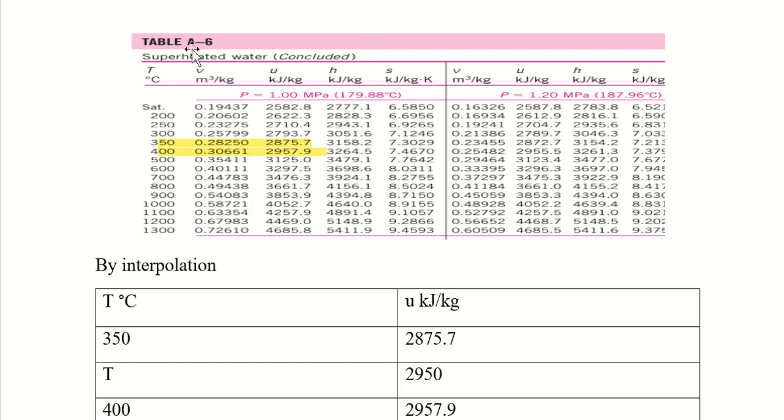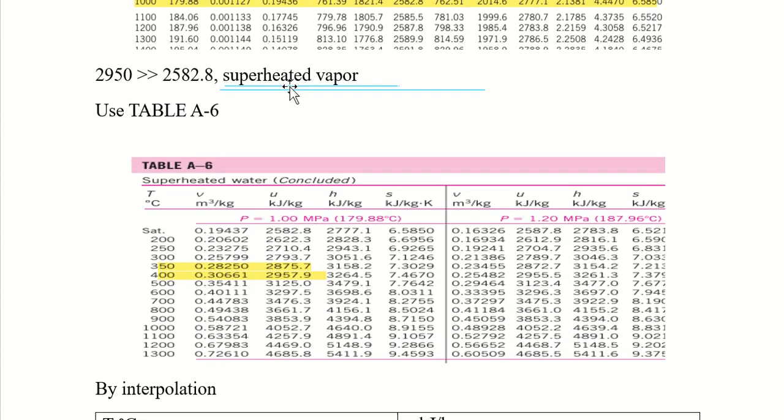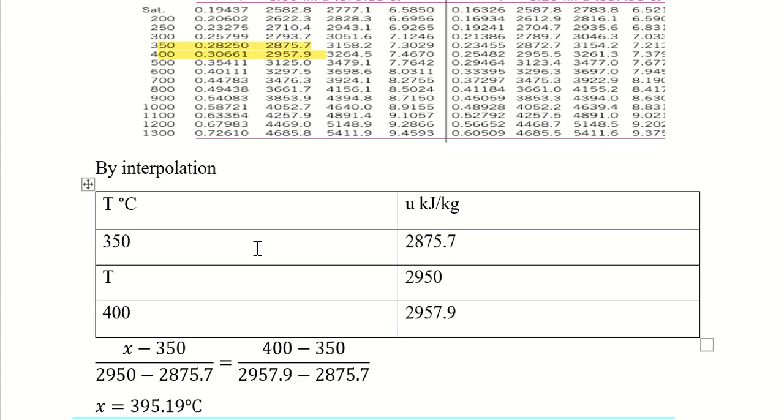So you come to table A6 and you look for the pressure that's being given, and the pressure that we have is 1 megapascal. The saturation temperature is 178, but we won't need that. So you're going to look for the value of the internal energy that you've been given, which is 2,950, and it's not here, but it lies in between. So you're going to use interpolation, use temperature, and these two known values, and you find the value of temperature, just like we did here.